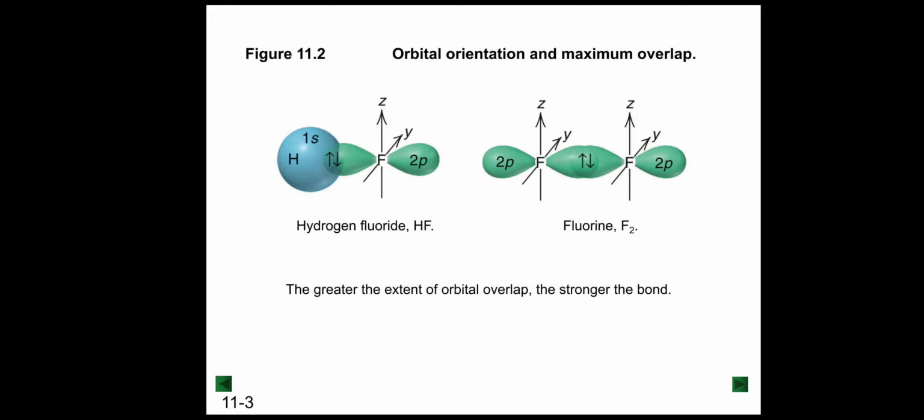In the second example, we can see the formation of a fluorine molecule. Here you can see the orbital overlapping is between the two p orbitals of the two fluorine atoms.